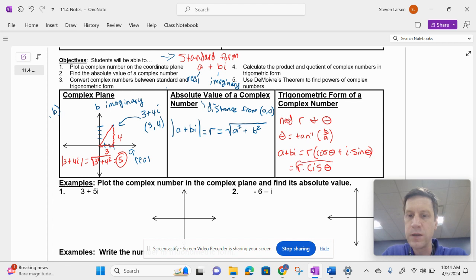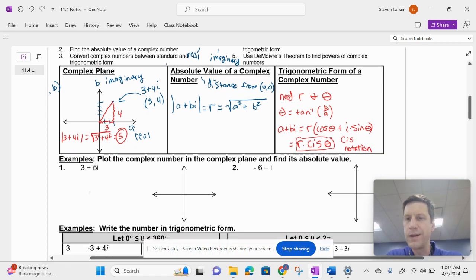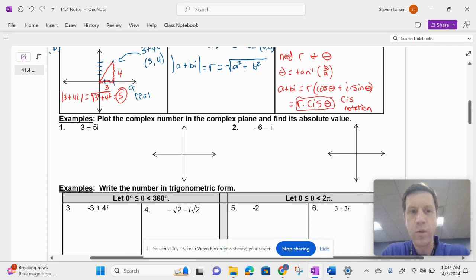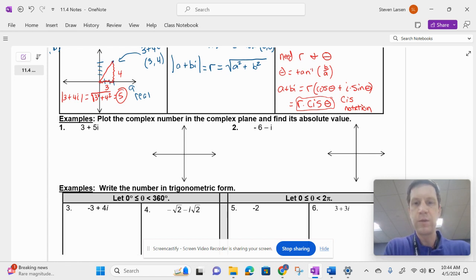So this is your trig form. It's also known as the cis notation, so you'll hear me call it both things. And it looks complicated. It's really not too bad. So first thing we'll do down here for 1 and 2, let's find the point where it would be, and then we'll find the absolute value.